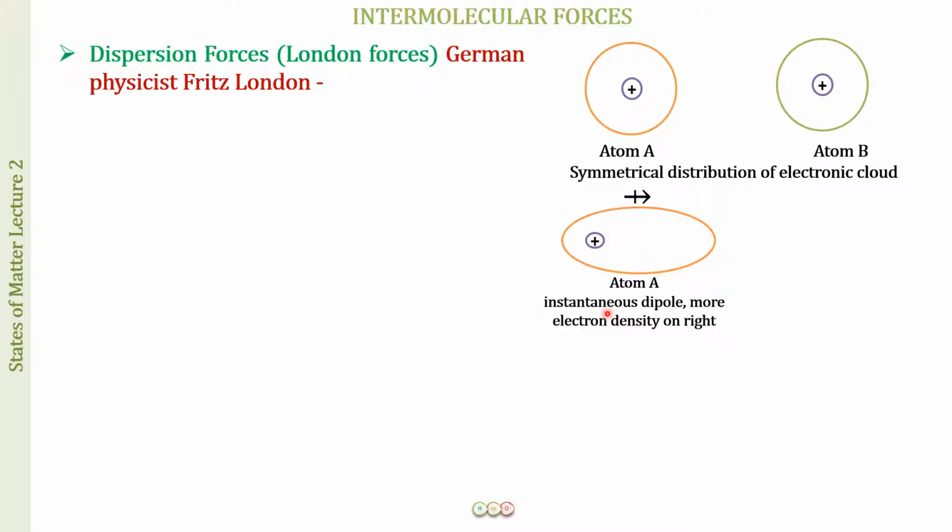At any instant of time, a dipole has been created. This is not a permanent dipole. This is just a temporary dipole at any instant of time which has happened. Now what happens over here is, if I just keep this picture over here, so there was an atom A, there was an atom B. Under the influence of this instantaneous dipole, this atom B is also going to be affected. It will not remain unaffected.